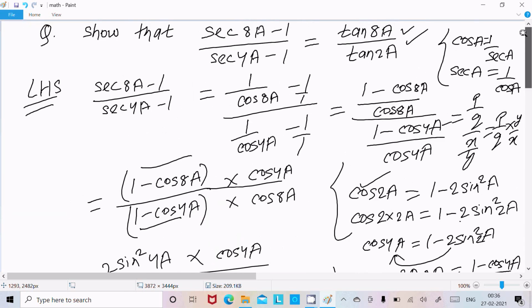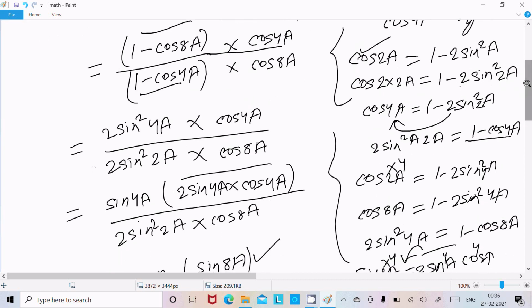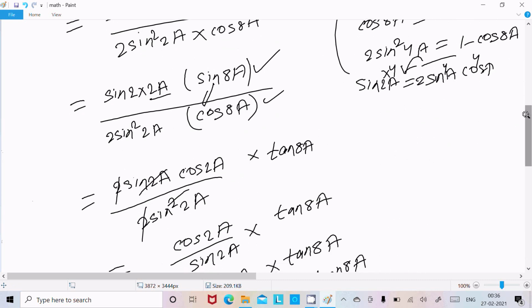So this is the way we can prove this kind of question. It's a little complicated, but the formulas must be remembered, cos 2A, sin 2A, this kind of formula must be remembered. After that you can easily get the output.